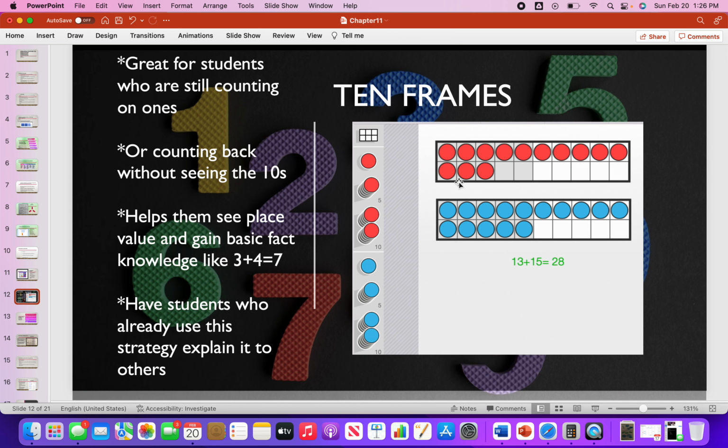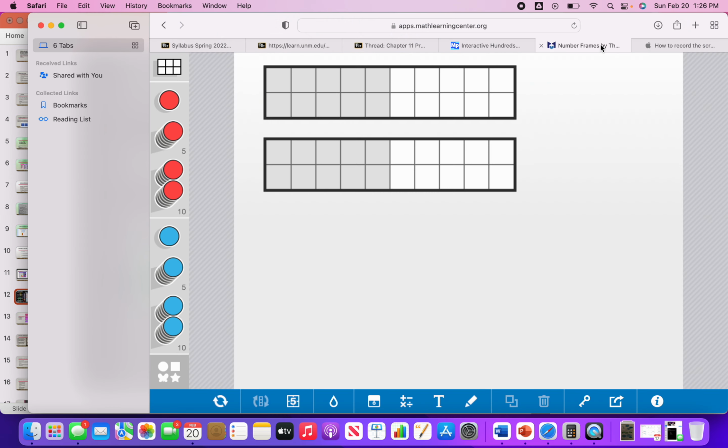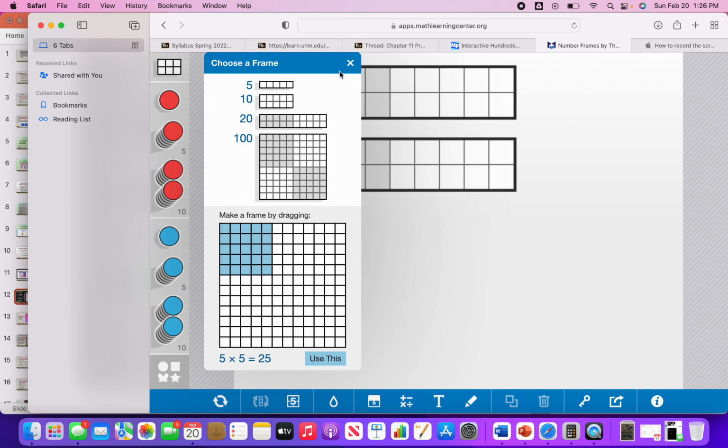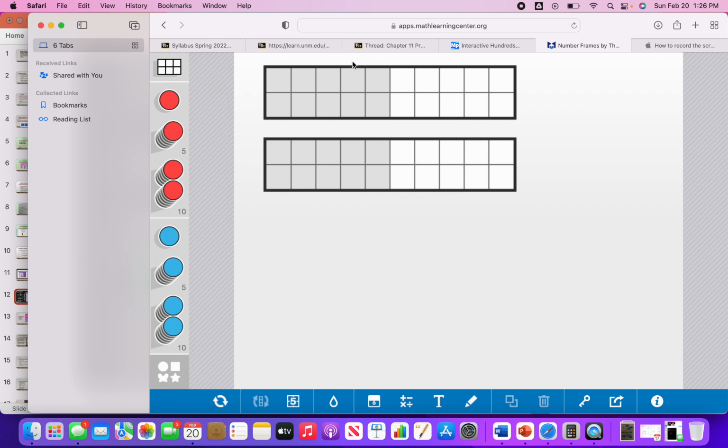I also found a really cool interactive 10 frames website, and just like this, you are able to start with your frame, your 10 frame. You can start with 5 frame, 10, 20, or 100 frame. For this, I picked 2 20 frames. Then you're also able to pick if you'd like to use 10s, 5s, or ones when picking how you want to fill in your 10 frame.